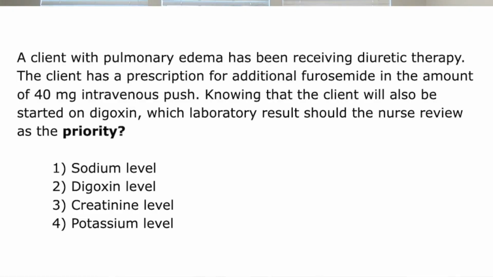Number 6, a client with pulmonary edema has been receiving diuretic therapy. The client has a prescription for additional furosemide in the amount of 40 milligrams intravenous push. Knowing that the client will also be started on digoxin, which lab result should the nurse review as the priority? 1, sodium level, 2, digoxin level, 3, creatinine level, or 4, potassium level? What do you guys think?